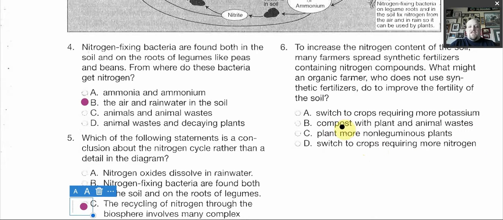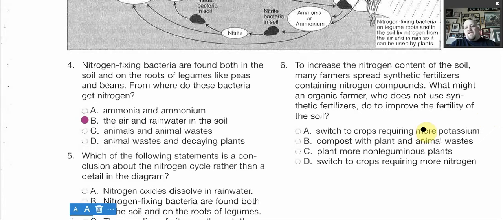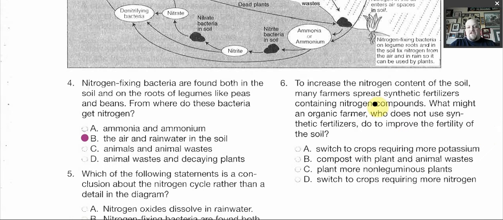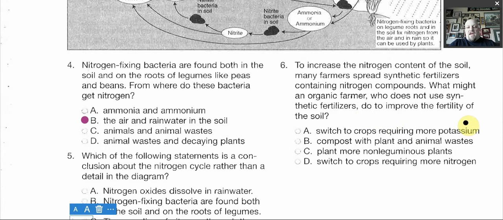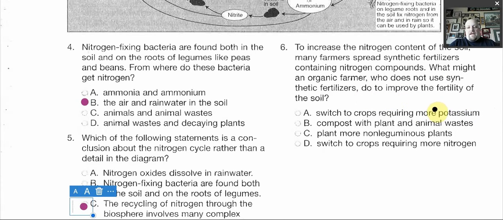Switch to crops requiring more potassium. Well, that doesn't really answer the question, because we're looking for nitrogen compounds, and you don't want to add more chemicals. Compost with plant and animal waste. Plant more non-leguminous plants. Well, if that's what the farmer's farming, then you can't just decide to farm something else. So that's not going to make any sense. And then switch to crops requiring more nitrogen.